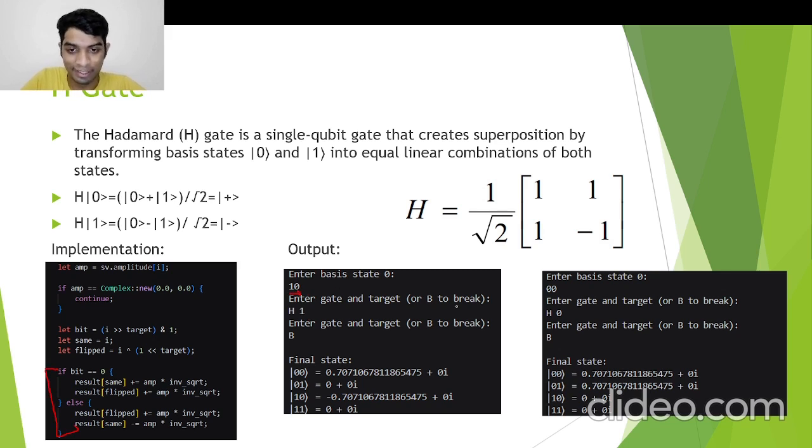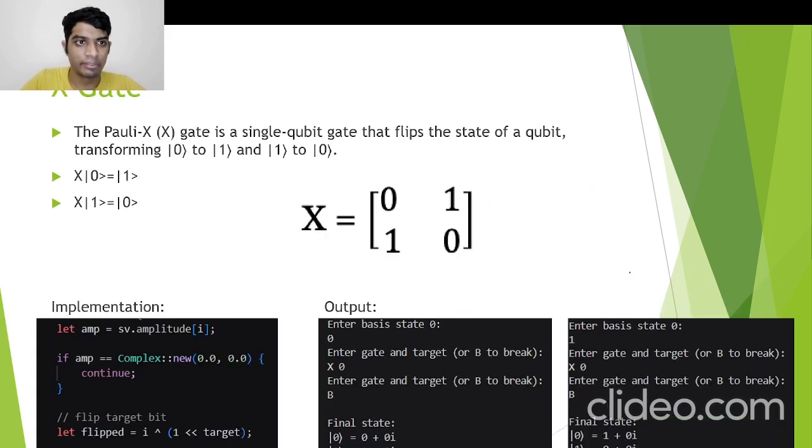This is the X gate, which can also be referred to as the classical NOT gate, which just flips the qubit on which the gate is applied. So we extract the flipped index and we update the amplitude of the flipped index. This is an example for 0 and for 1.